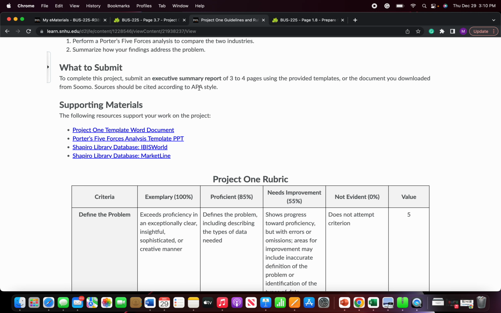So this is an executive summary report. It needs to be at least 3 to 4 pages. I don't penalize if you do anything more, but make sure you're not less than 3 to 4 pages. And you also want to follow APA citation style.